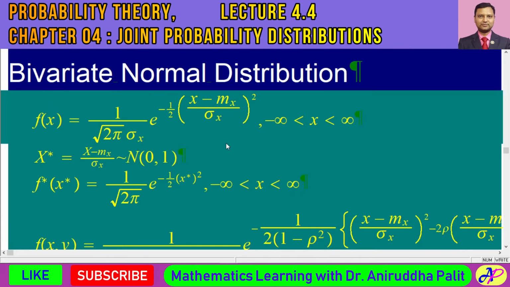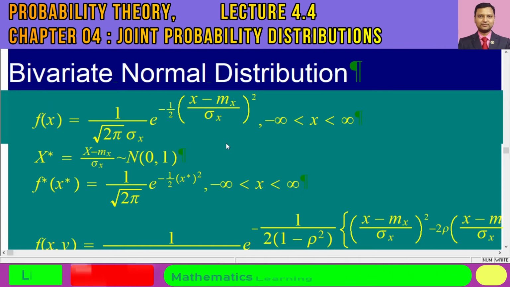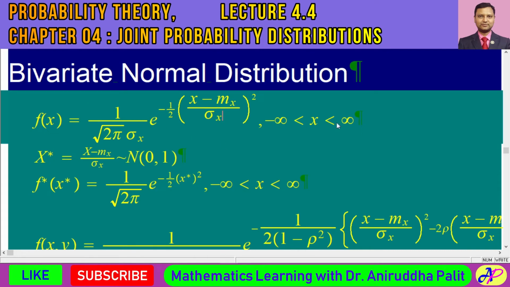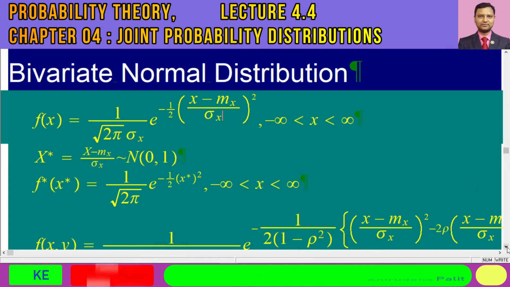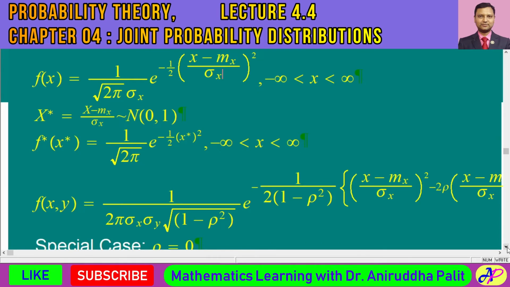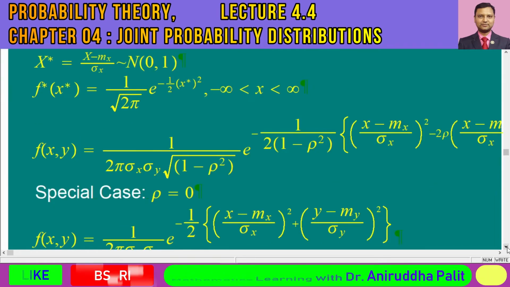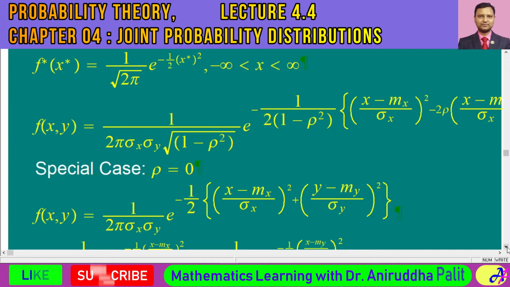Now, we extend this idea, and the bivariate normal distribution is defined in this way. And remember, in the case of the bivariate normal distribution, we have 5 parameters. And what are the parameters? Let me tell you one by one.